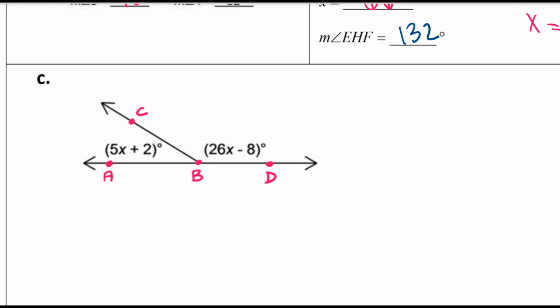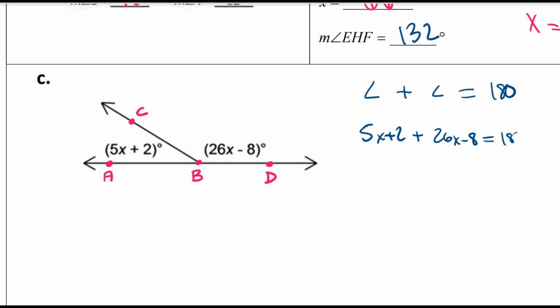All right, last one here. Now this one, a little bit more involved because we've got this pair of linear angles that are both represented by an expression. So same idea as before, right? We're going to have one angle plus the other angle. We know those two angles are going to equal 180 degrees because they're a linear pair. So that means 5x plus 2 plus 26x minus 8. So angle ABC plus angle CBD, those two angles, will add up to 180.